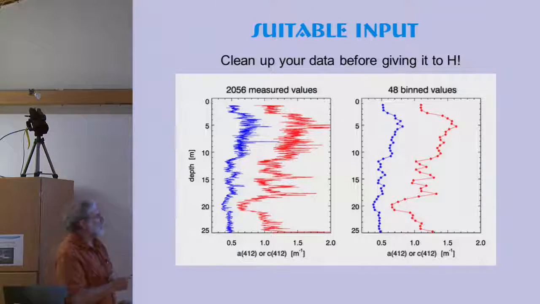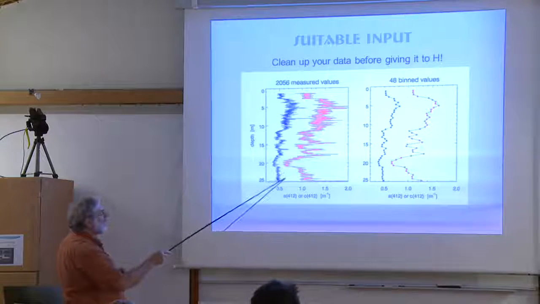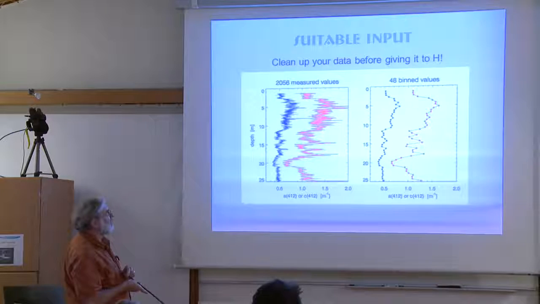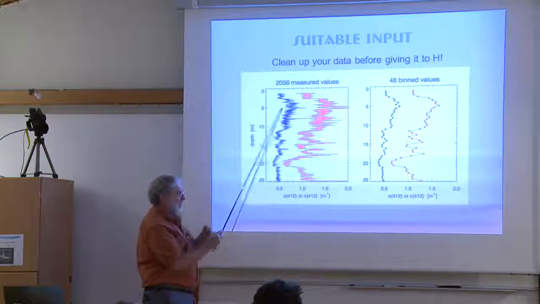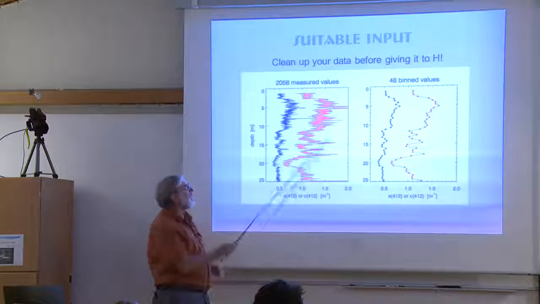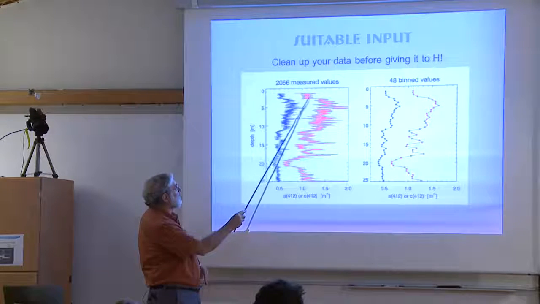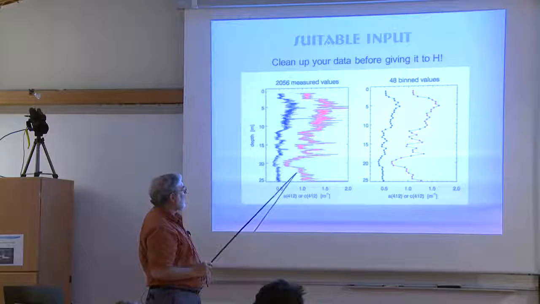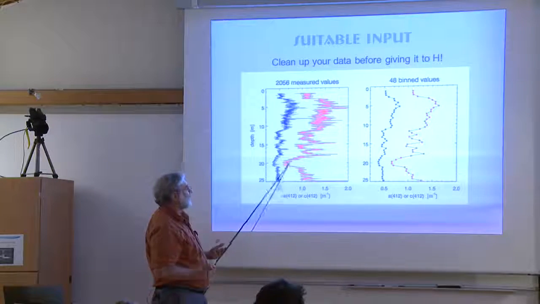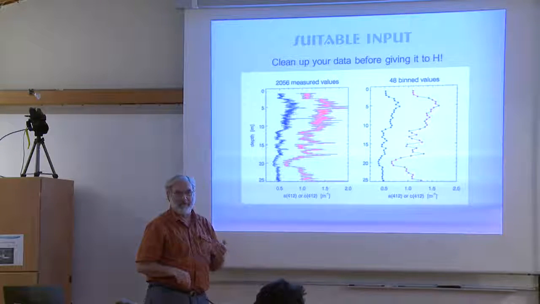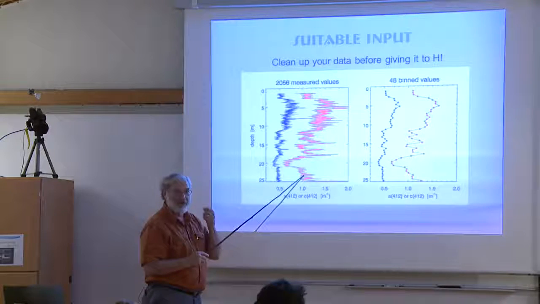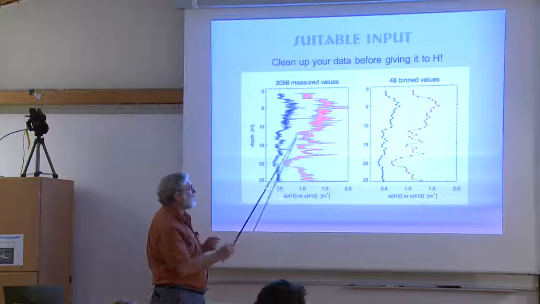So here, for example, is an AC9 profile. This was taken in one of the previous classes at the University of Maine. So the AC9 is profiling, taking 6 measurements a second, and here are 2,056 AC9 values down to 25 meters. Well, the student took this and ran it through Hydrolight and eventually got an answer out, but that's not really what the ocean looks like. That's a lot of instrument noise.